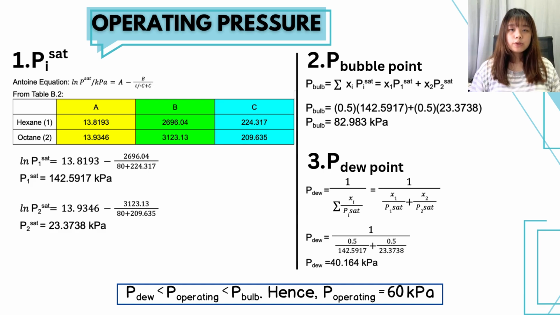Next, I will explain the way to determine the operating pressure. First, we need to find the saturated pressures by using the Antoine equations. We found that P1 sat is 142.59 kPa and P2 sat is 23.37 kPa. Next, we find the bubble point pressure and dew point pressure by using the equations stated. The bubble point pressure is 82.98 kPa and the dew point pressure is 40.16 kPa. The operating pressure is between the dew point pressure and bubble point pressure. Hence, we choose 60 kPa as the operating pressure for the system.